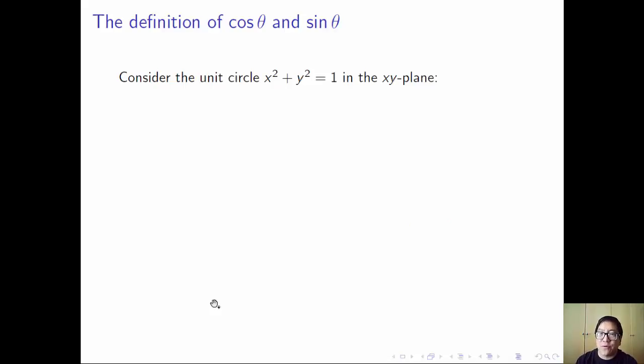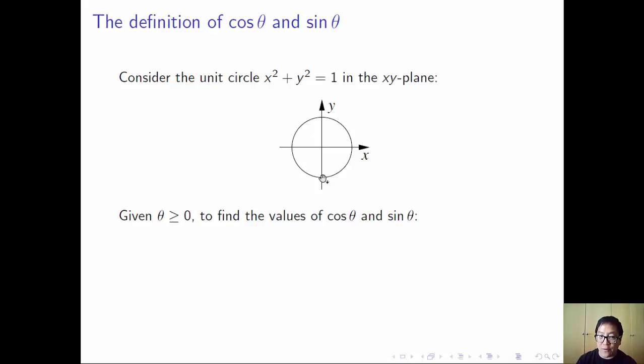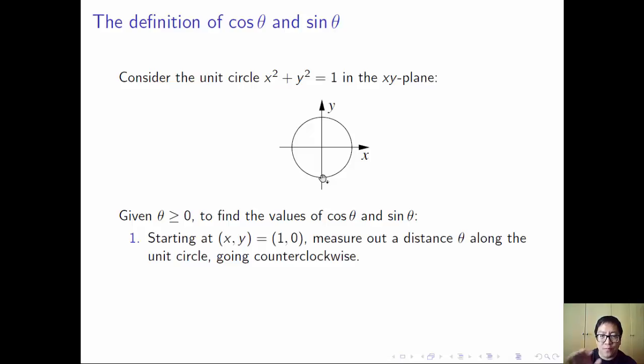Consider the unit circle x squared plus y squared equals 1 in the xy plane, and here it is. Hopefully you remember how this goes. This point here is (1, 0), (0, 1), (minus 1, 0), and (0, minus 1). All right, so given a number theta greater than or equal to 0, we'll get to negative theta later, if I want to find the values of cosine theta and sine theta, here's what I do.